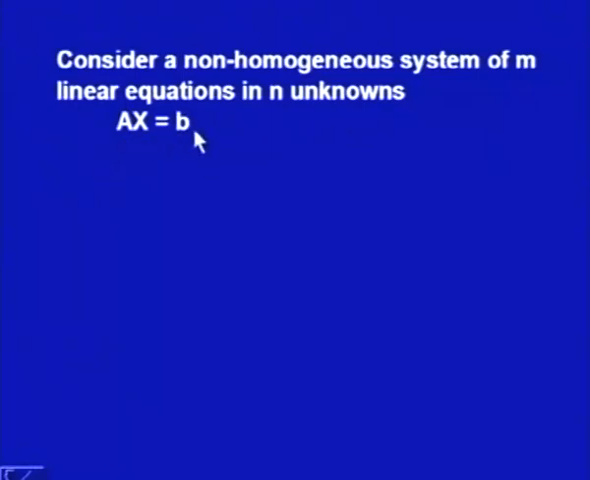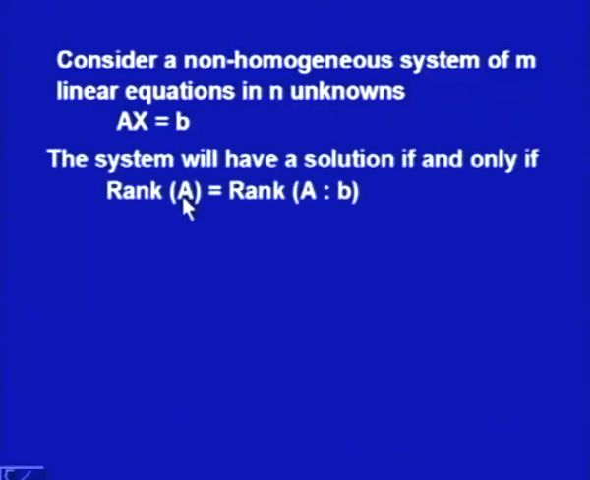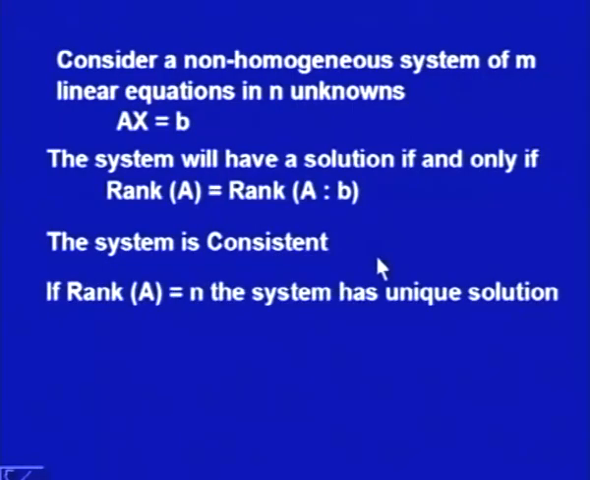We write the system in the form Ax is equal to b, where A is an m by n matrix, m equations in n unknowns. That is why A is m by n and b is a column vector. This system will have a solution if and only if rank of A is equal to rank of the augmented matrix [A b]. If such a thing happens, then we say the system is consistent. If it is not, then the system is not consistent.